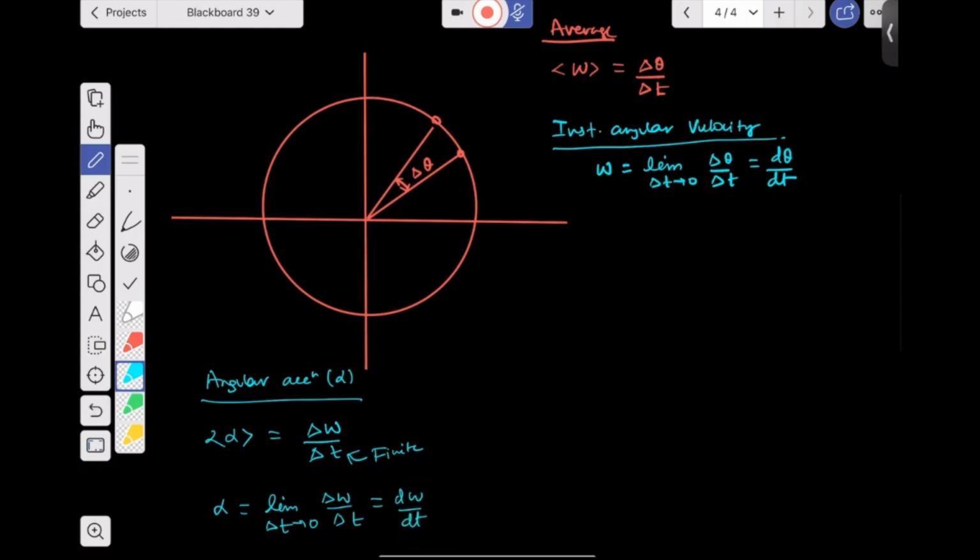Sir, here theta can be both in degrees and in radians, sir? No, no, radians only. No degree system we use in science. I told you earlier, radians only.